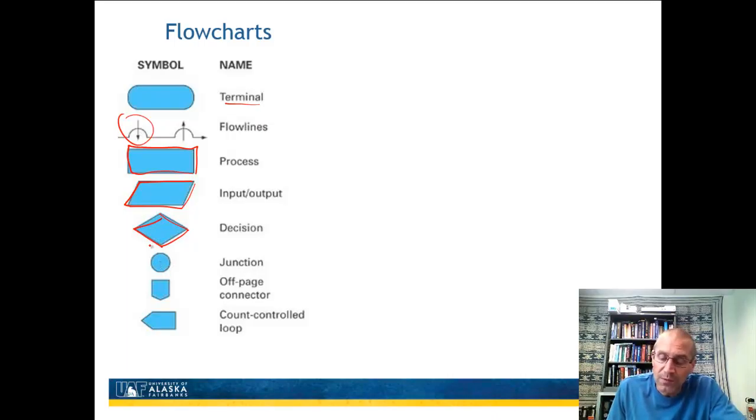If two flows are combining, often you'll just give it a junction, which is a circle. Again, historically these were done on paper, so you might show that this is going to be continued on the next piece of paper. And the last one is for a count-controlled loop, something like a counter going from 1 to the size of some array. So those are the symbols.